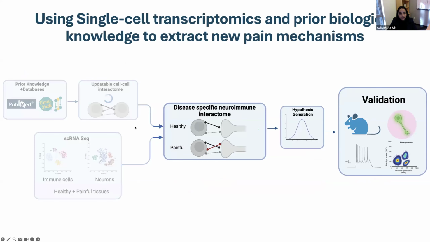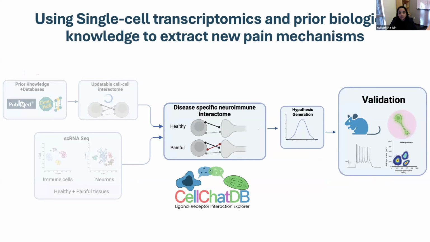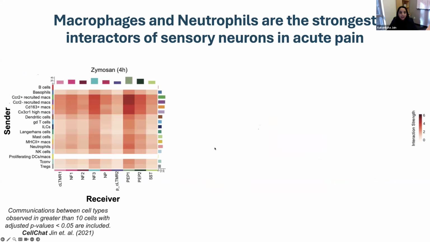So we decided to apply this to our cell-cell interactome, and we used CellChat. We did not use the database, but just the statistical part of CellChat to identify significant receptor-ligand interactions. So just the mathematical modeling is what we relied on. And the output of the cell-cell interactome looks like this.